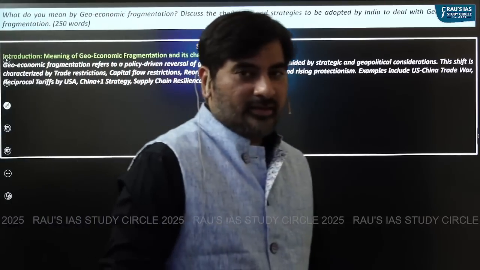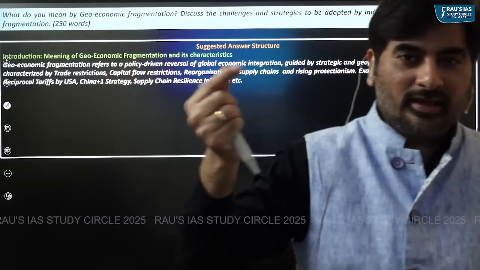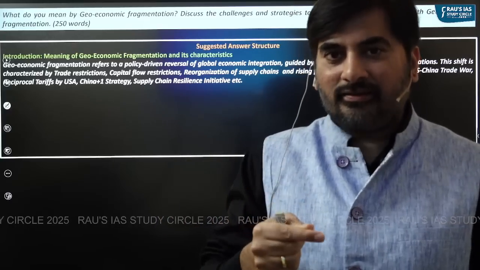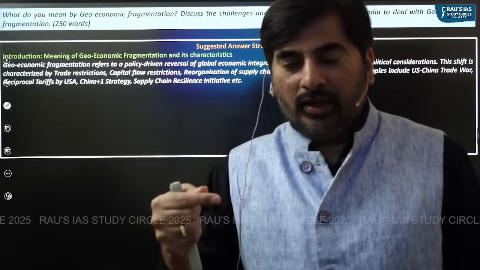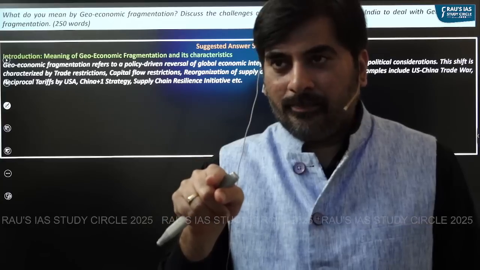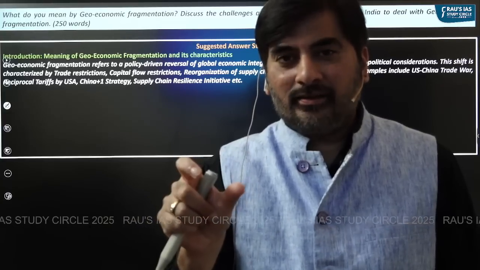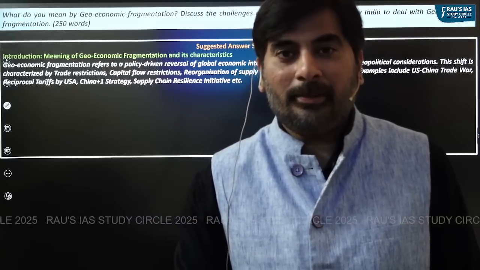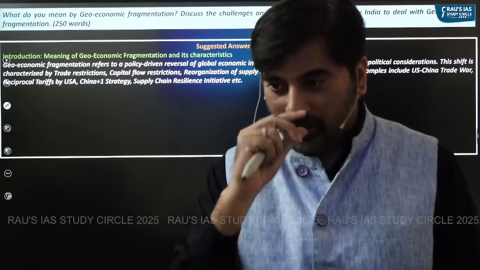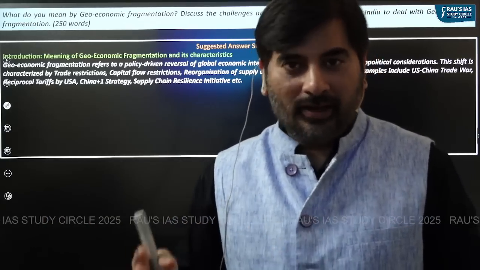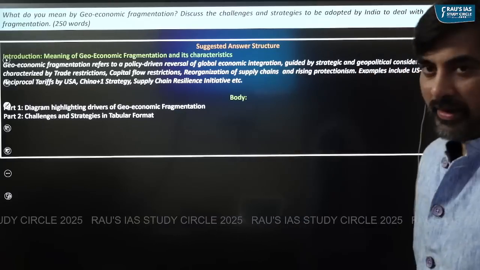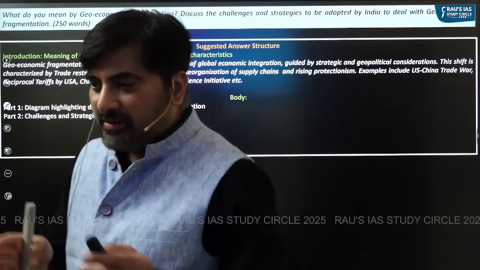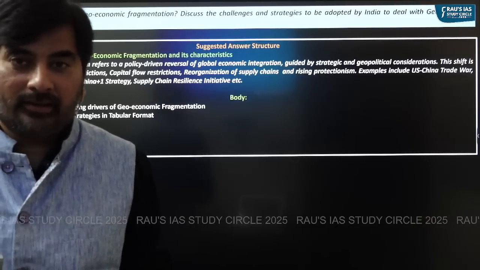As far as the body of the answer is concerned, you need to focus on challenges and strategies. But before directly jumping into challenges and strategies, you could incorporate a hub and spoke diagram, which explains the factors leading to geo-economic fragmentation, which we have discussed, like COVID-19 pandemic, the sanctions on Russia, right? So those factors you can incorporate. And in part 2 of the answer, you can incorporate challenges and strategies in a tabular format.